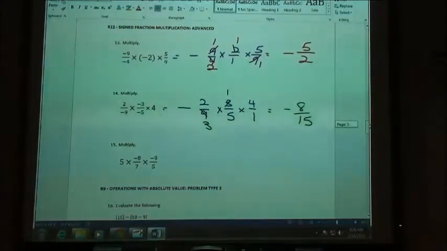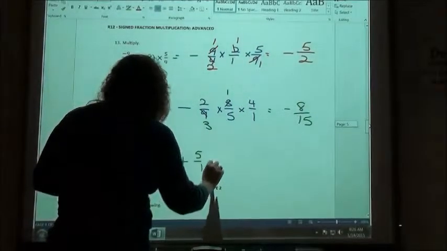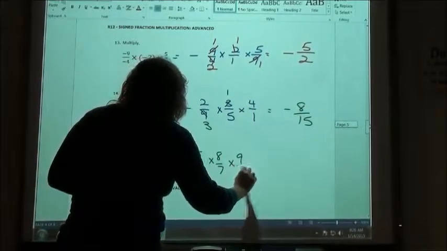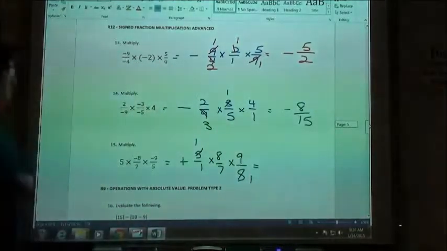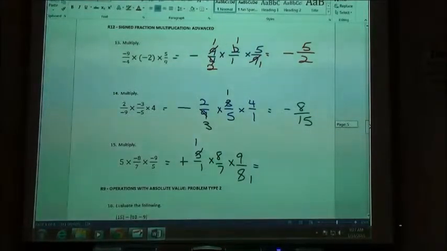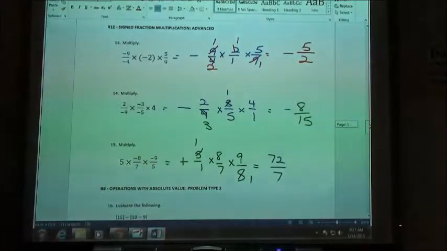Go ahead and do the bottom one, number 15. And what you get for your answer? 72 over 7. That's what I get too. And we know it's going to be positive because we had an even number of negative signs.